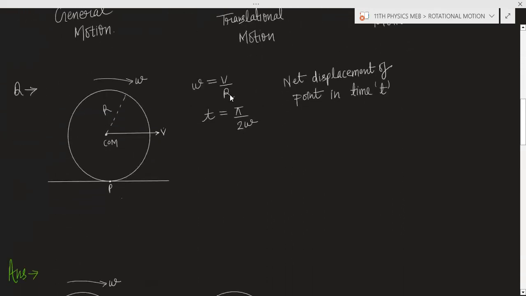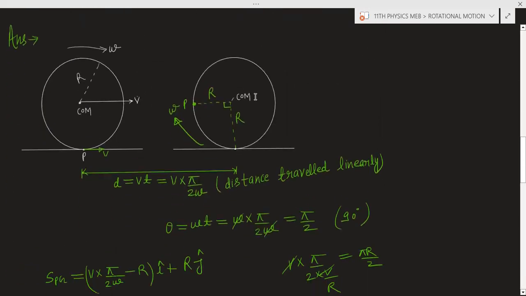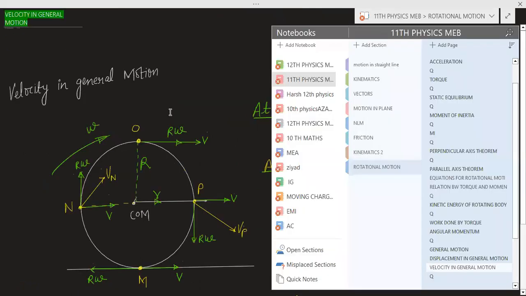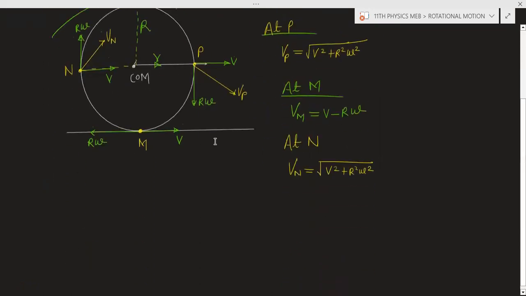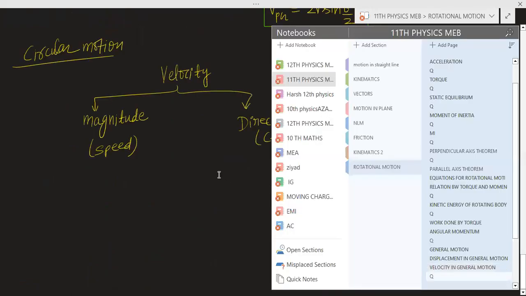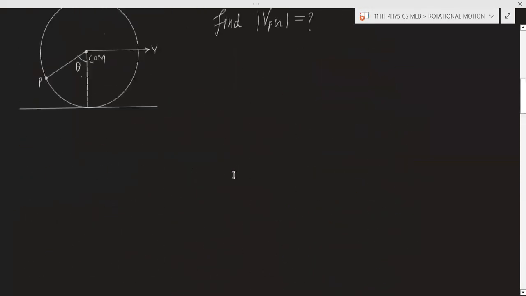After that, I discussed what will be the displacement in case of the general plane motion. And after the displacement, we have seen the velocity, means how to calculate the velocity for different points in general plane motion. We discussed it very easily, and we have done some numericals also. You can see here some of the numericals we have done.